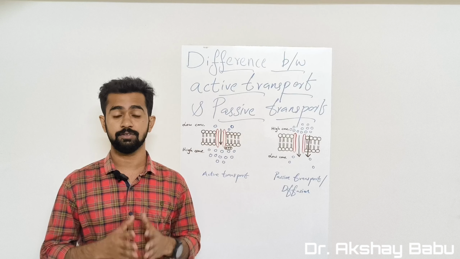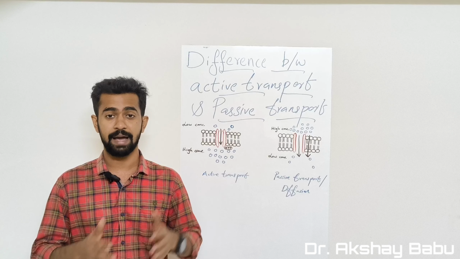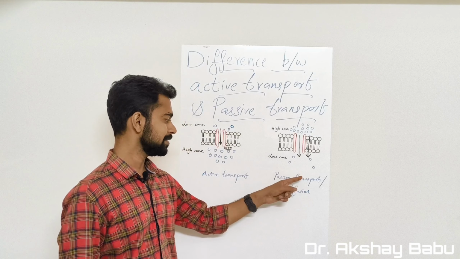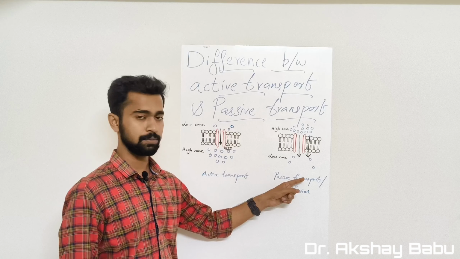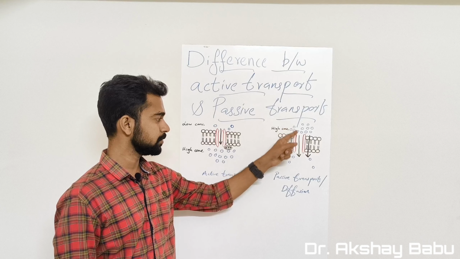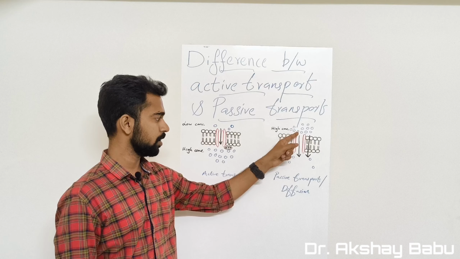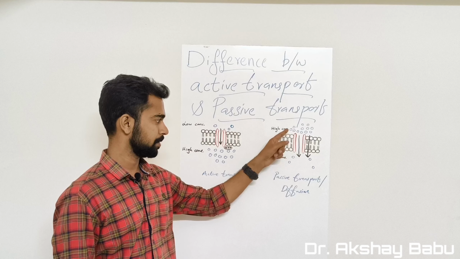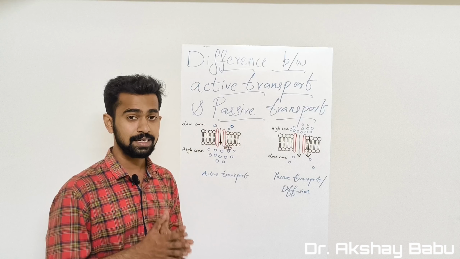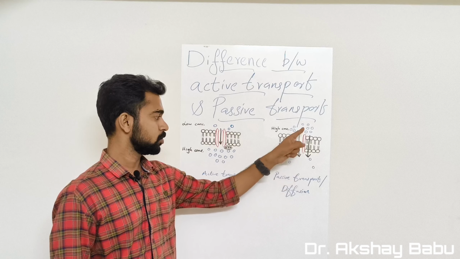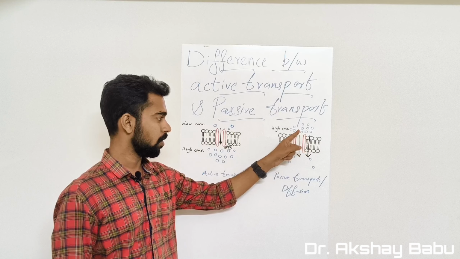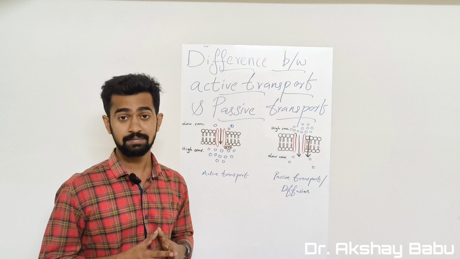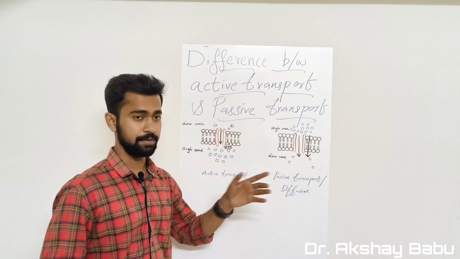So coming to the topic, difference between active transport and passive transport. See this figure. This is the figure representing passive transport. Here, you can see in this figure, random molecular movement or random ionic movement occurs through this membrane. This random movement can either be through the cell membrane or through the carrier protein.